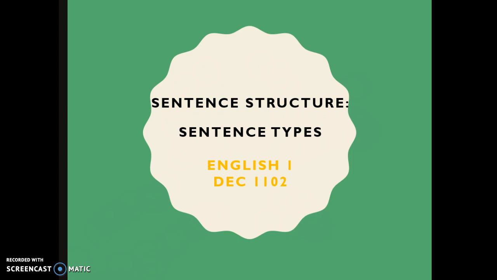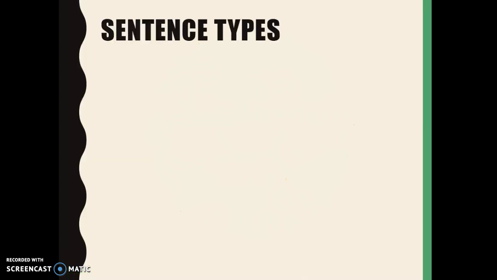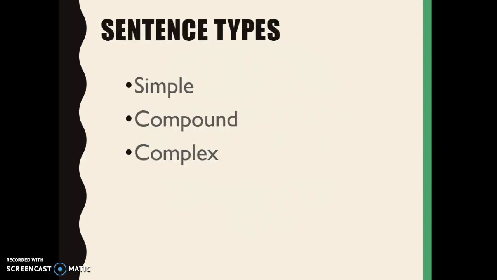Alright? So, in order for you to create a very good piece of writing, you need flawless sentences. You need all those types of sentences. We have simple, compound, complex. So, in this lesson, the sentence types are simple, compound, and also complex. We focus on simple, compound, complex only for the syllabus.